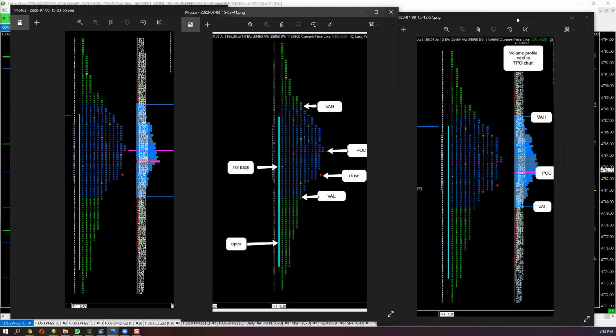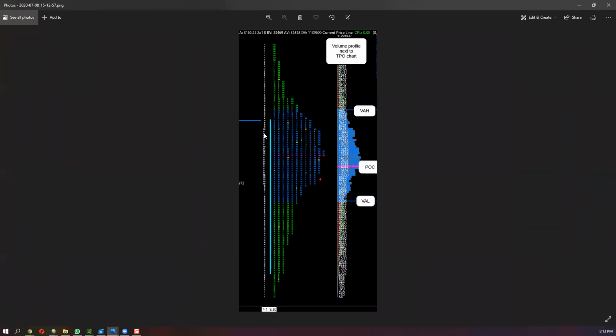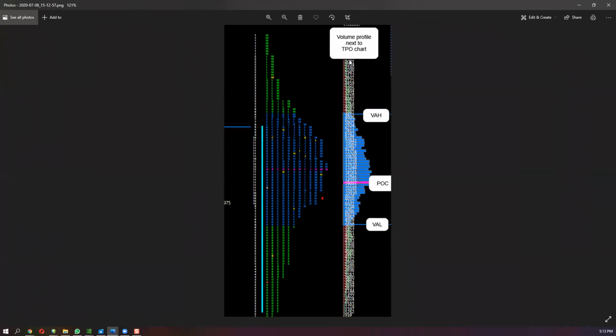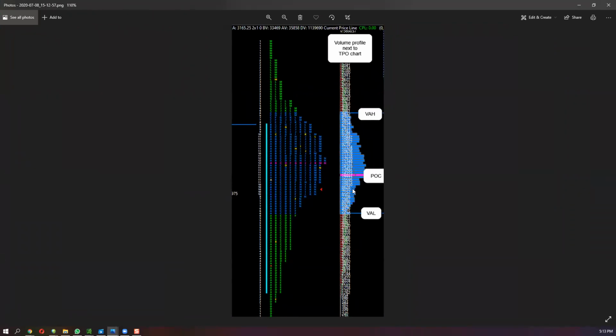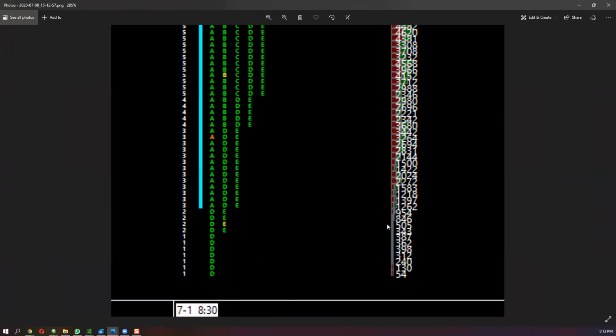Cool. Now, when you put the volume point of control next to it, it shows you how many contracts traded at every single price point. So here we had 54 contracts, 130, 240, 312, 398. Do you guys notice that as I'm going up, the number is increasing? Or in this case, as the market came down, the number of contracts decreased.